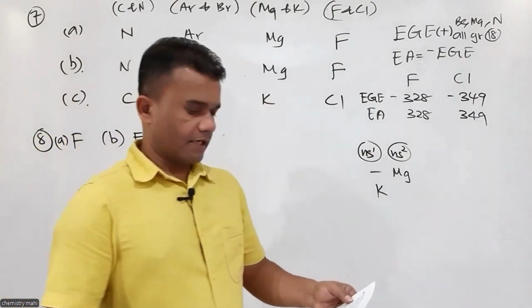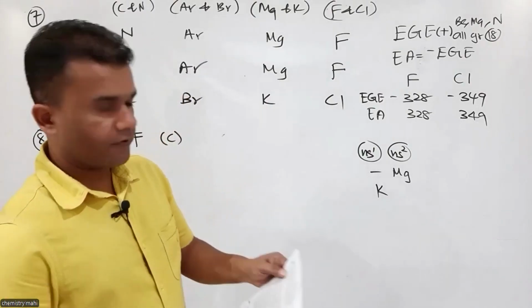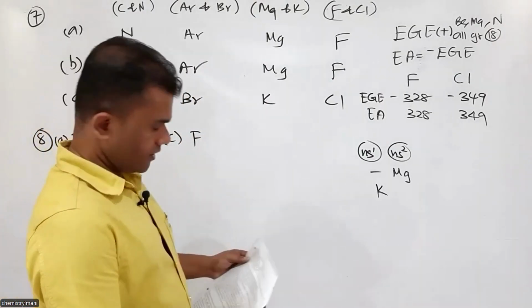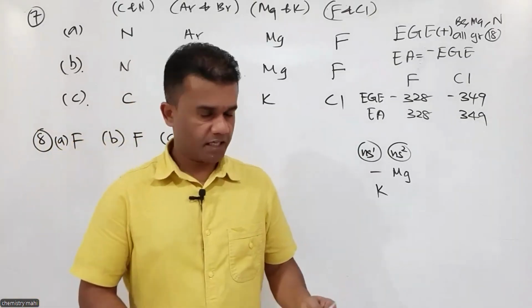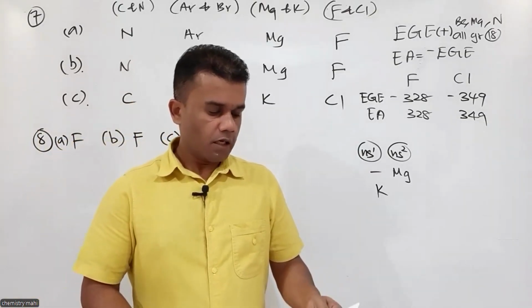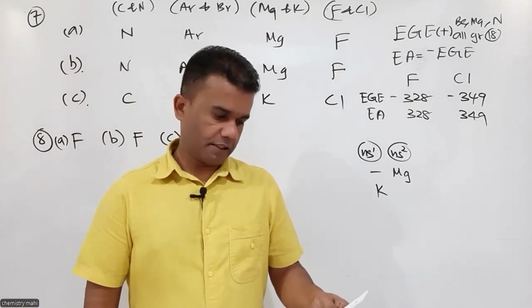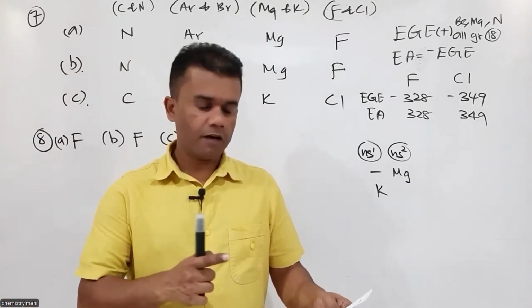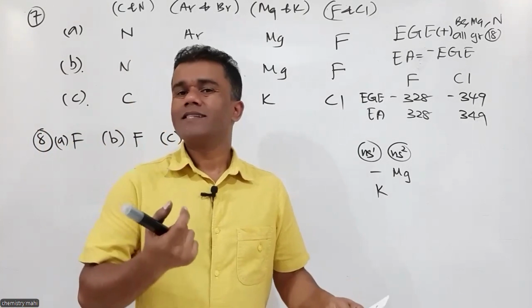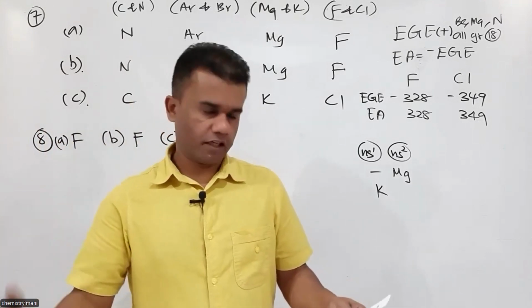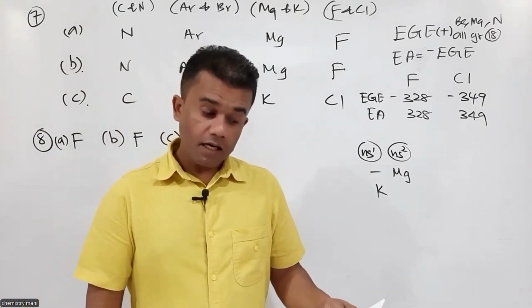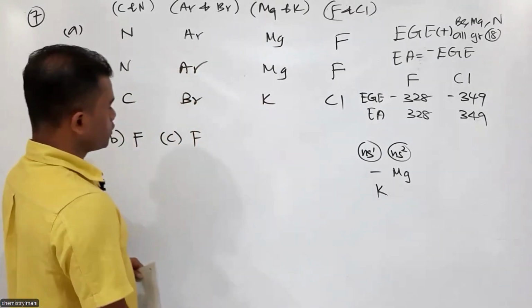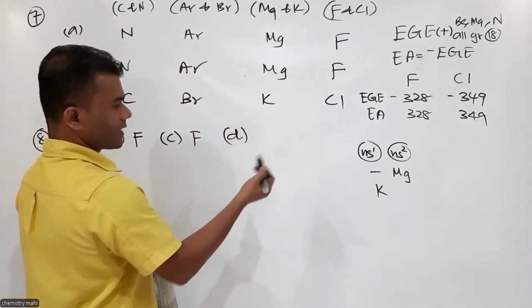F minus ion has a smaller size than F atom. No. As I told you, an anion is always larger than the parent atom, not smaller. Among isoelectronic species, sodium plus, Mg2 plus, aluminum 3 plus, all of them have 10 electrons. Species having the same number of electrons are isoelectronic. The ion having the smallest radius is aluminum.